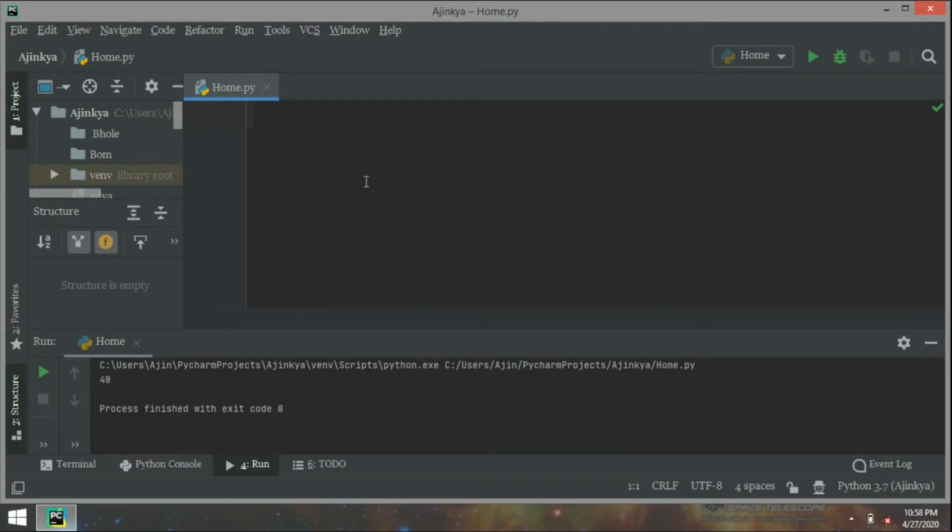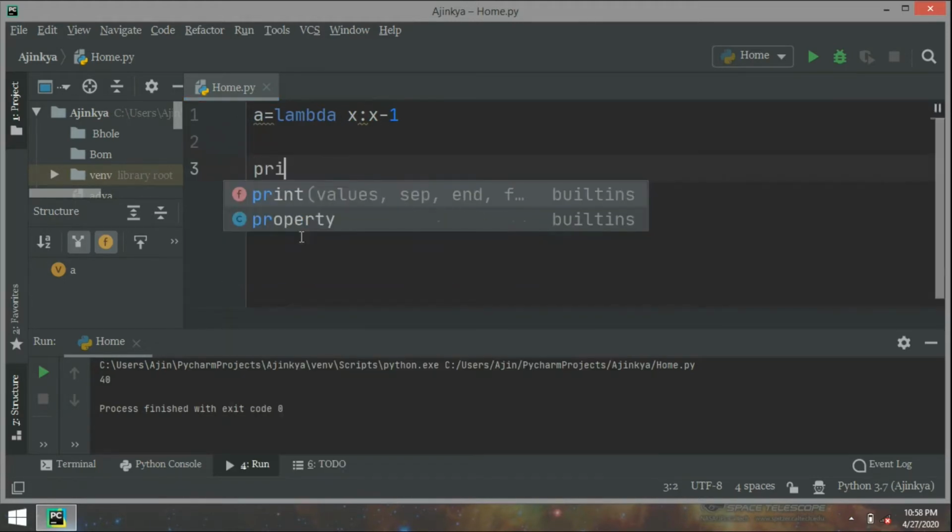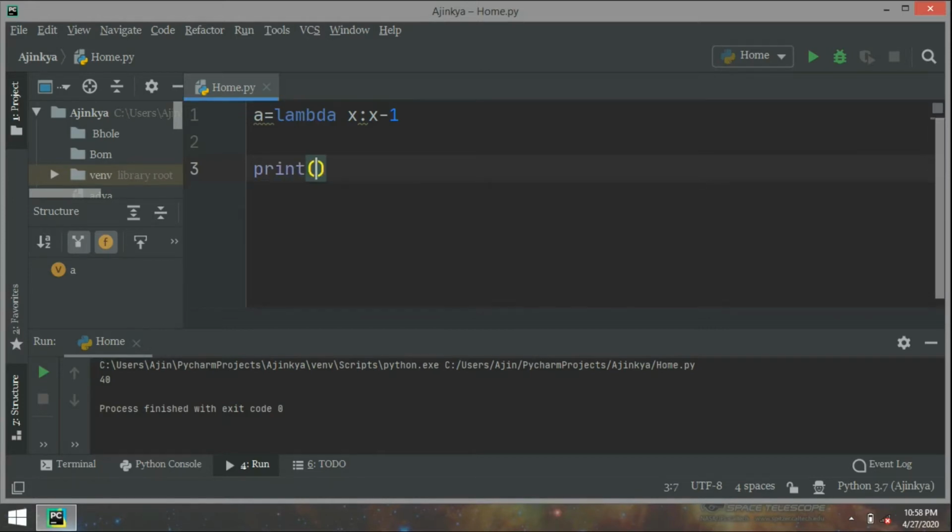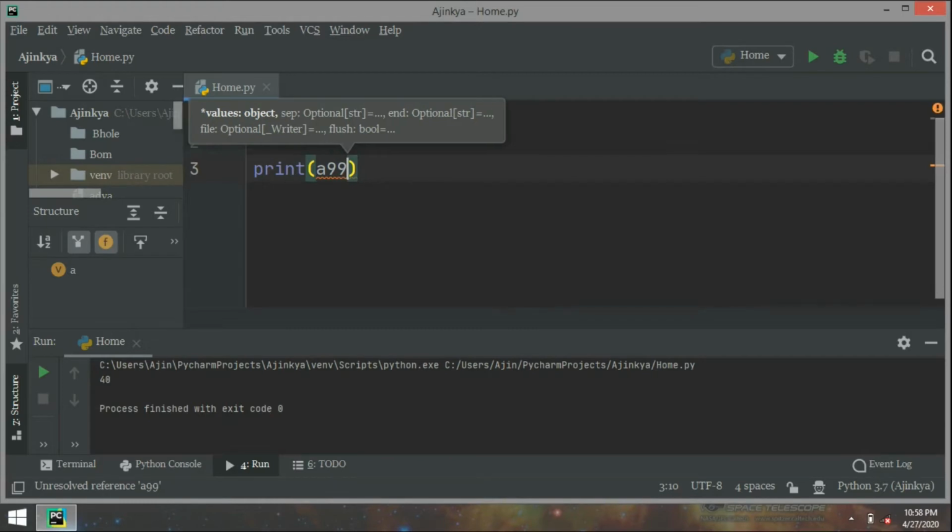So here a is lambda x such that x minus 1. So you are just calling a lambda function and you're passing one variable, and the answer will be x minus 1, that will be stored into a. Let's see, print a, and then you pass 9.